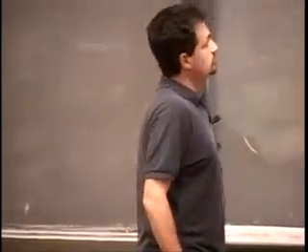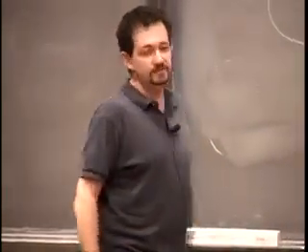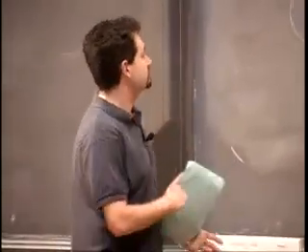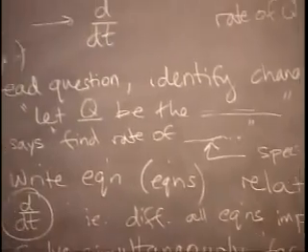So we're going to have to do some work. What are the relevant quantities here? Let's look at step 1. It says, identify the changing quantities. Well, we've really only got 2 relevant quantities here. We've got the radius and the volume.